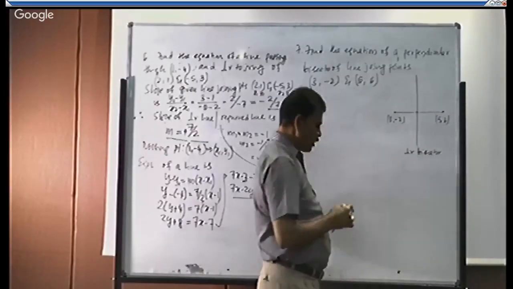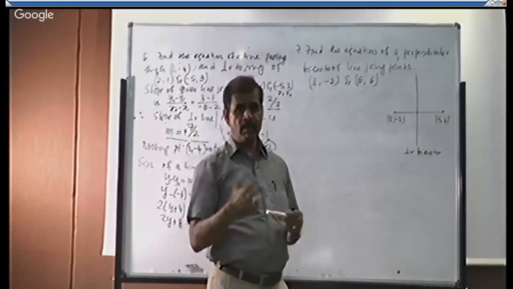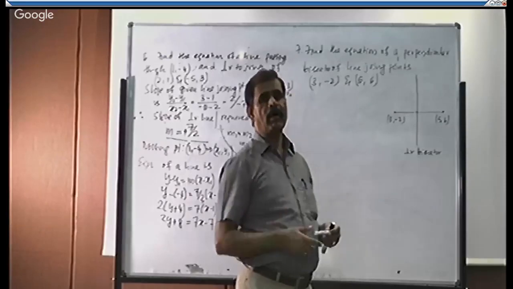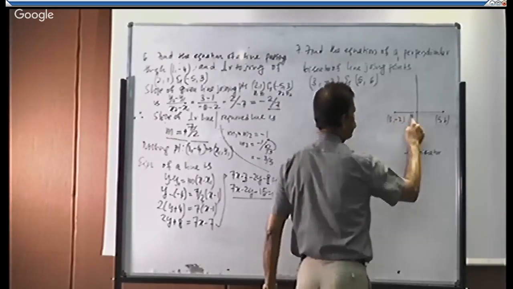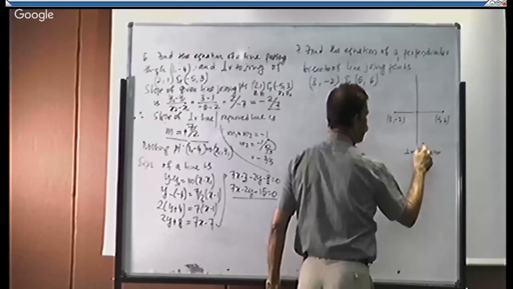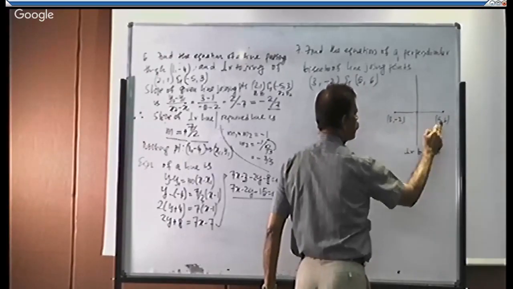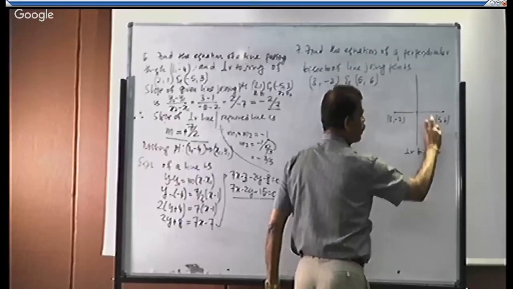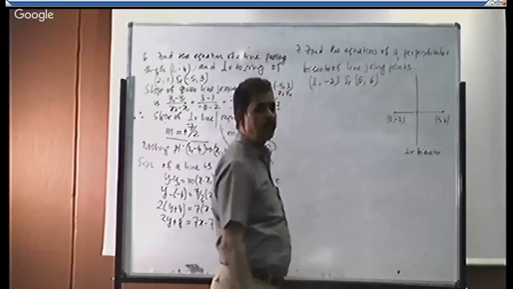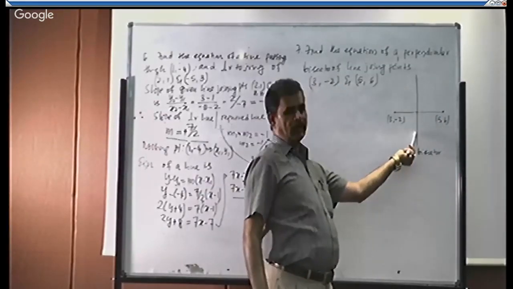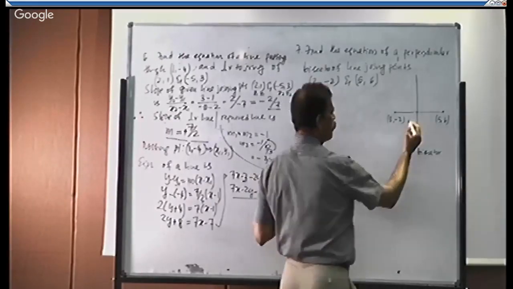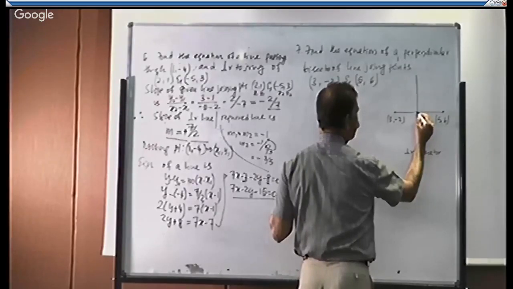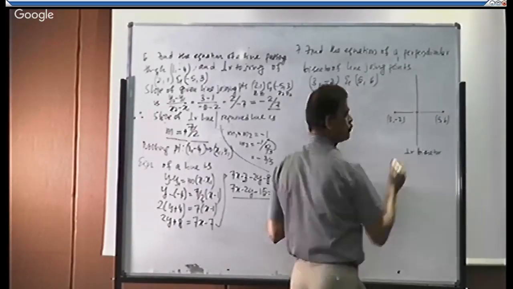For the perpendicular bisector, we know neither the passing point nor the slope. The slope can be obtained. How? This line is perpendicular to the line joining the points. If I know the slope of the line joining the points, I can convert it for this line. But what about the passing point? The passing point is bisected exactly at the midpoint of these two.